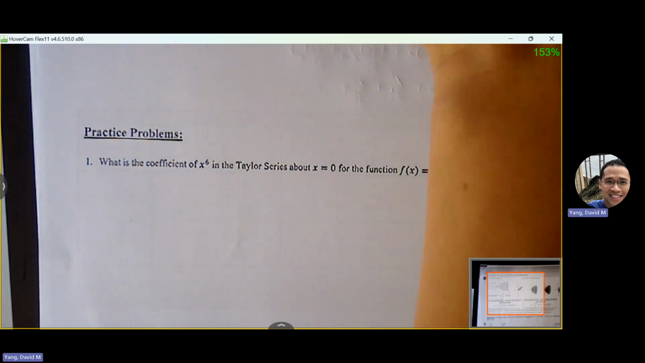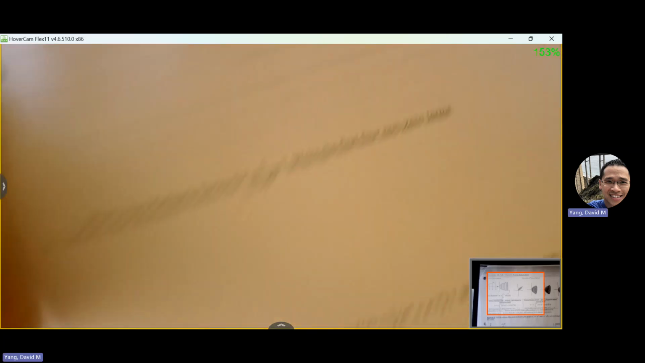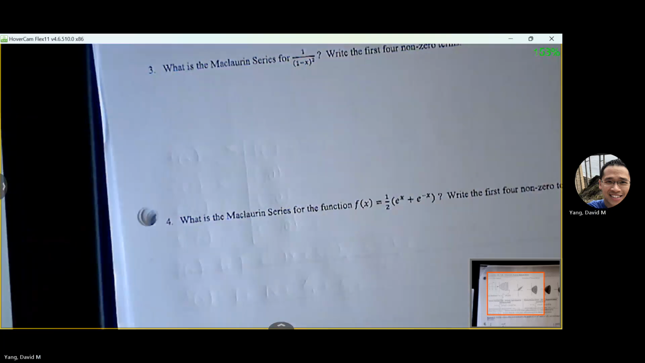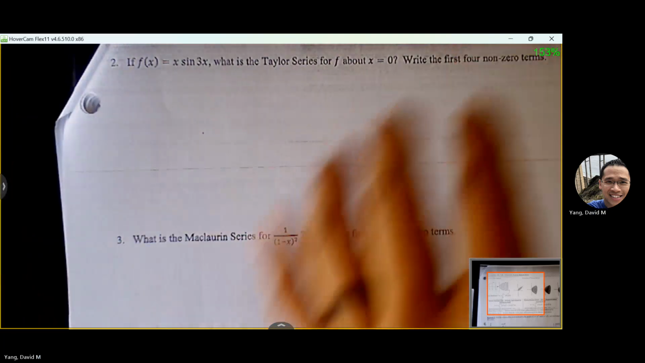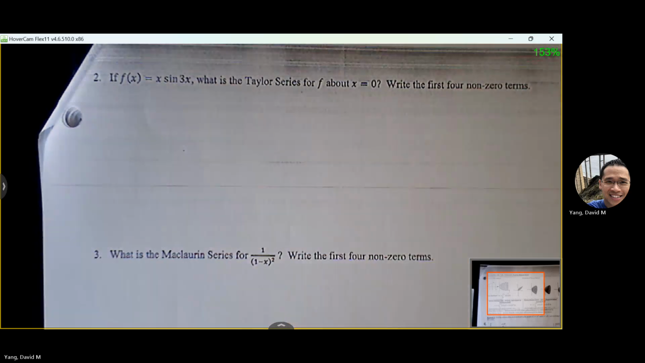All right, let's try one more, page 23. Can we try number 2? So number 2, what's your first building block? Sine of x, yeah. So build out the first few terms of sine of x, then update that to be sine of 3x, and then distribute the x through.